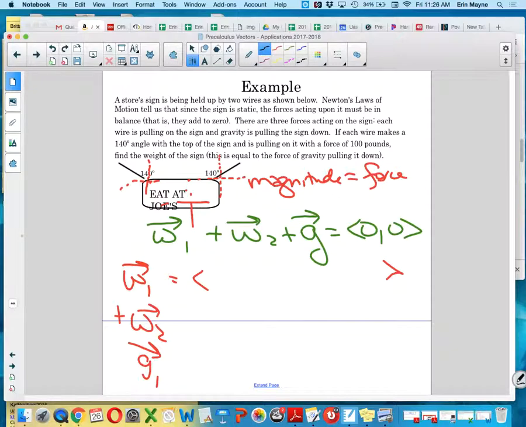Either of the wires has a force of 100 pounds. So if you think you've got an idea of what that first wire component looks like, we go for it, Grant. So like 100 cosine 140, and 100 sine 140. Okay, easy enough. Do not get ahead of me because I don't want you to get thrown off. Just find the other two components. Wire 2 and gravity, go.